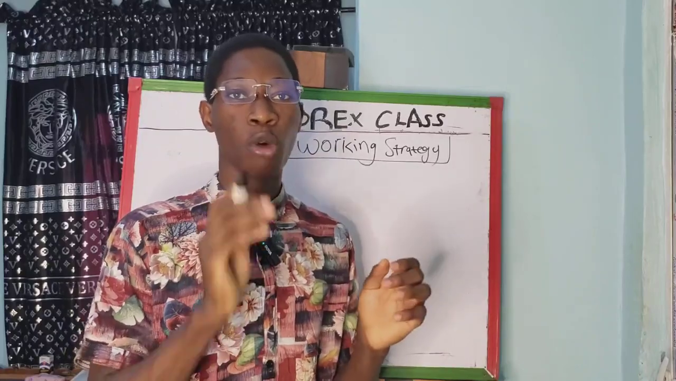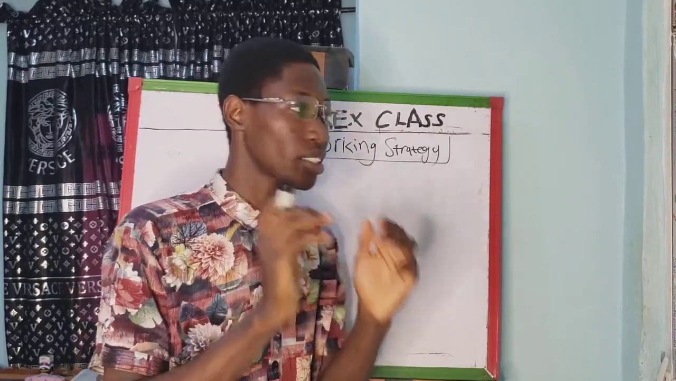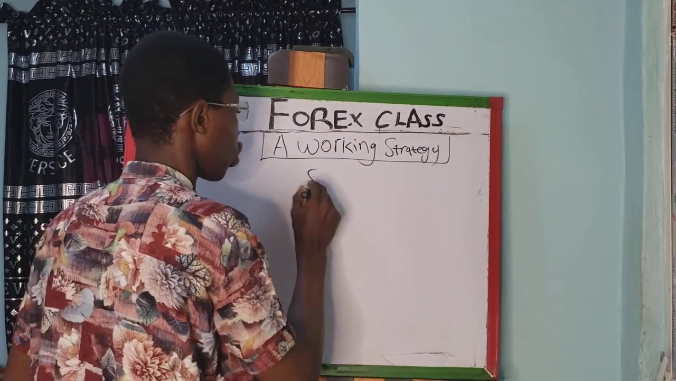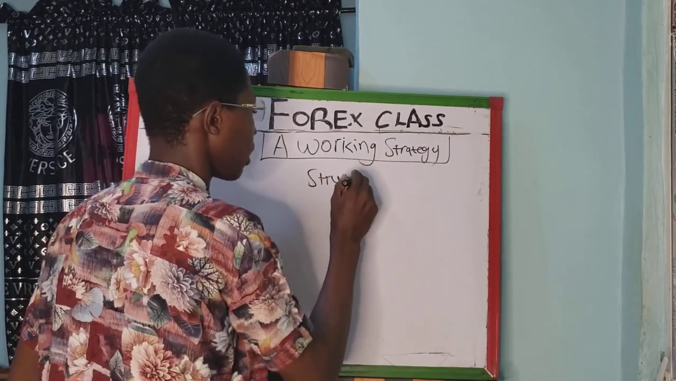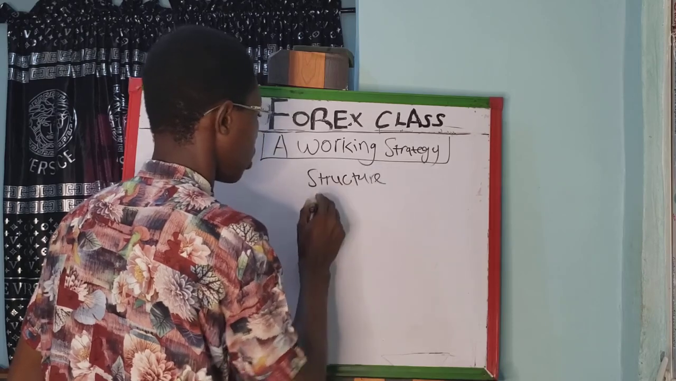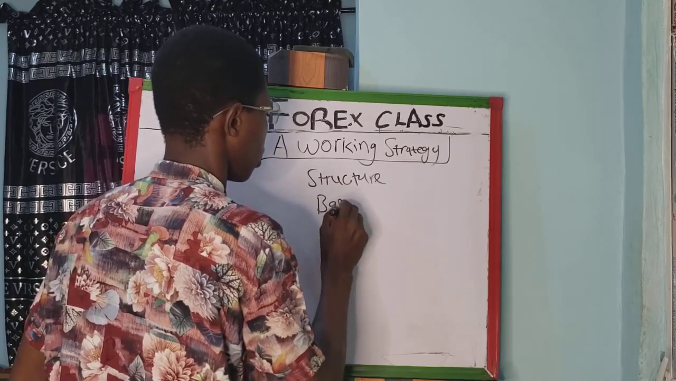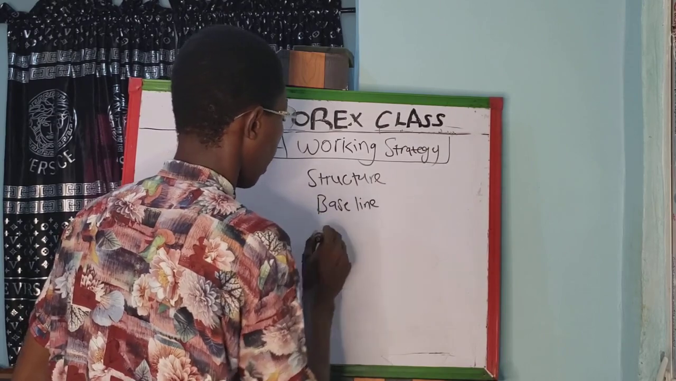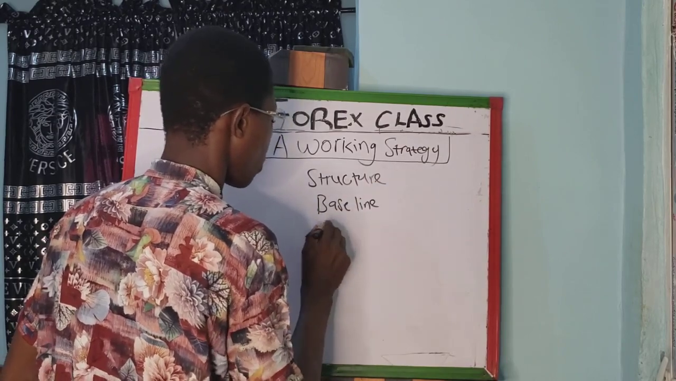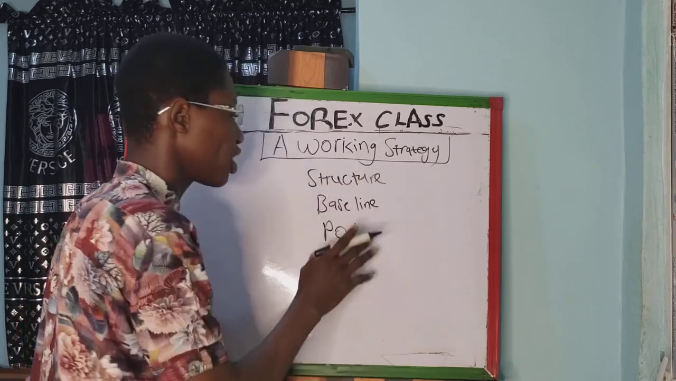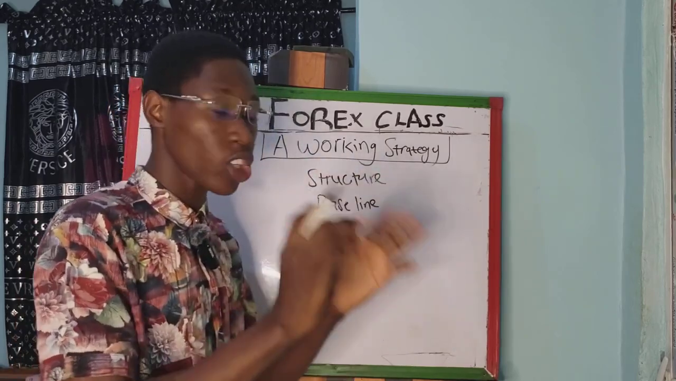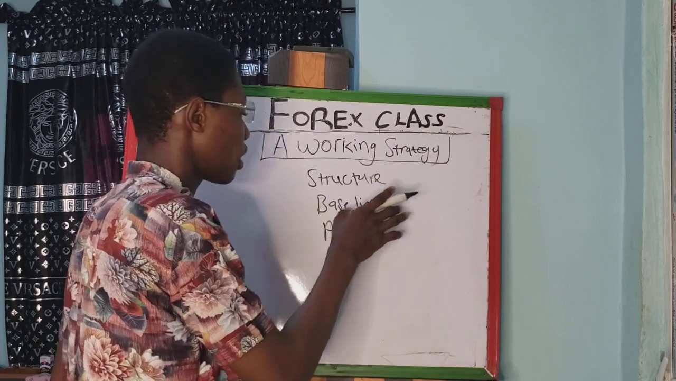Every good strategy must involve these three things, right? Every good strategy must involve a structure. I'm going to be talking about these things in this video: a structure, a baseline, and a POI. You see these three things. A good strategy must involve a structure, baseline, and POI.